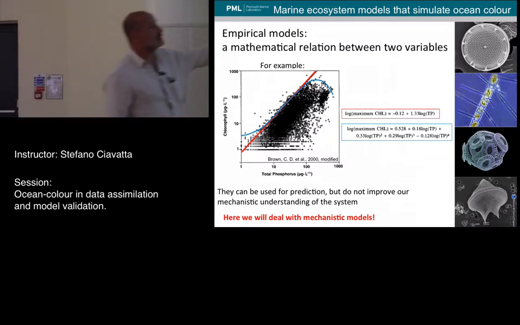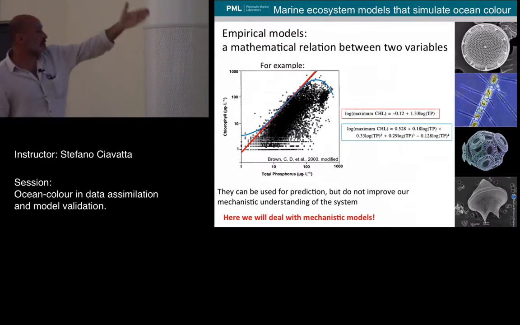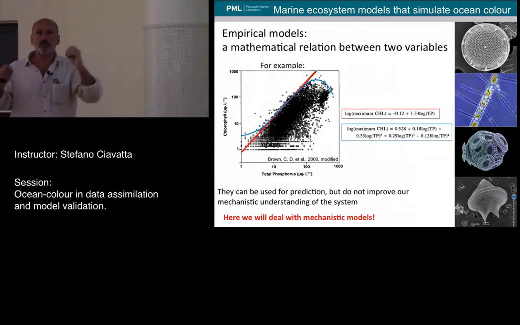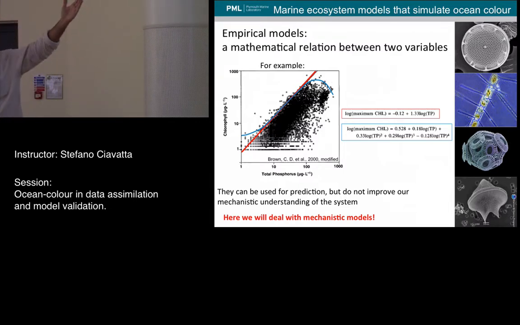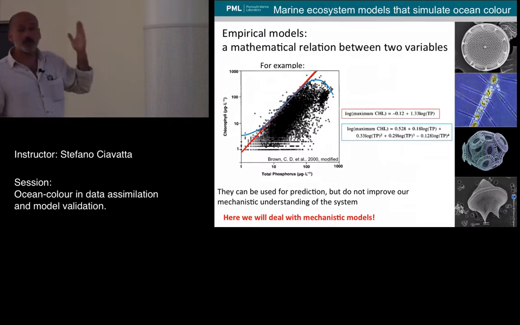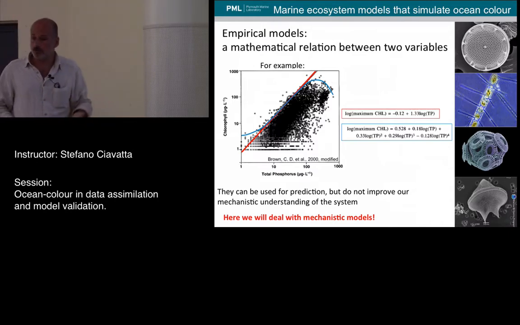So they represented some empirical relationship, a regression, or some more complicated polynomial function. These kinds of models can be very useful to make predictions. If I imagine that tomorrow there will be 100 total phosphorus, on the basis of this simple line, I can say, okay, there will be a maximum chlorophyll concentration of 1,000. But they are not telling you anything about the processes that relate these two variables.